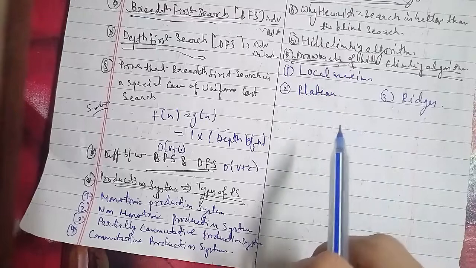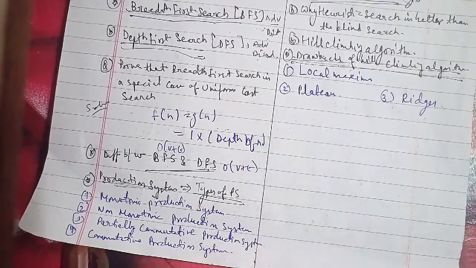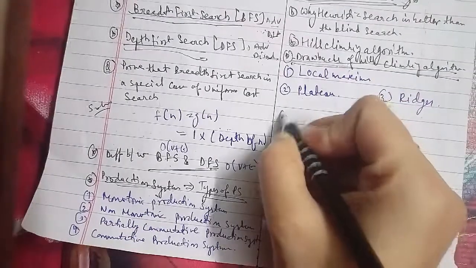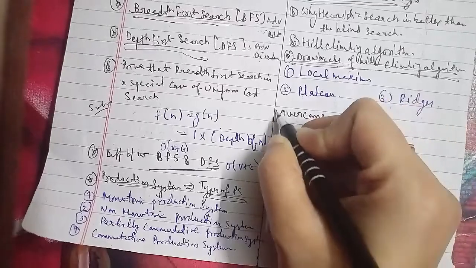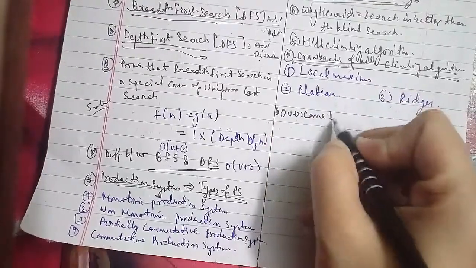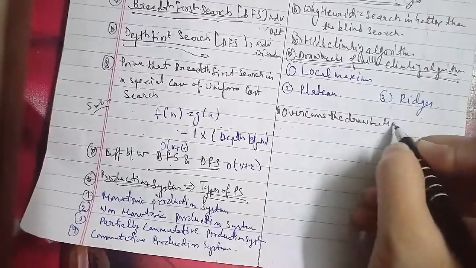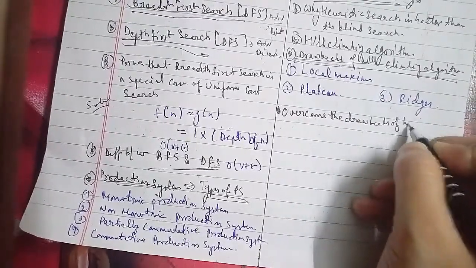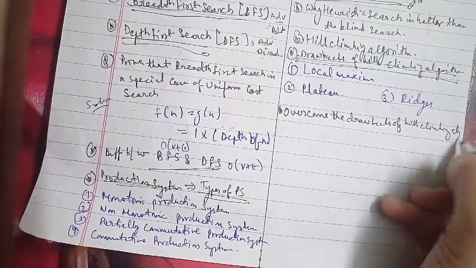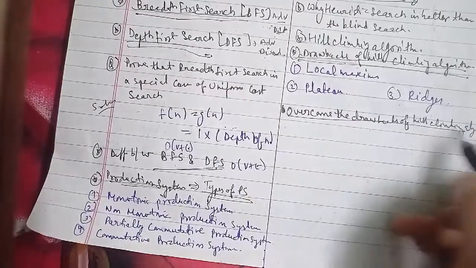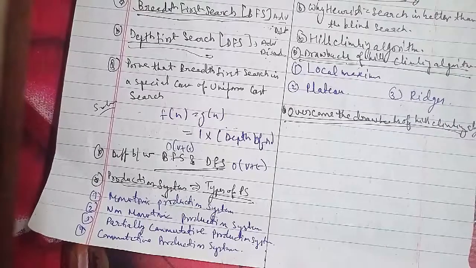Now we'll discuss how to overcome the drawbacks of the hill climbing algorithm. There are three drawbacks: local maxima, plateau and of course ridges. These are the drawbacks we have to overcome in a definite way. The first is local maxima.